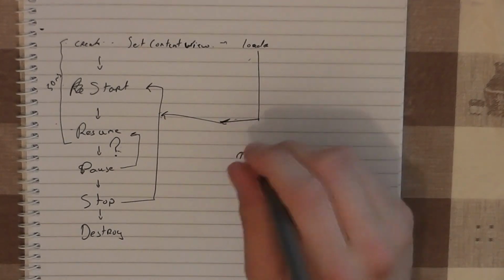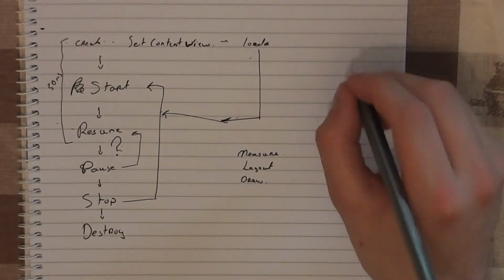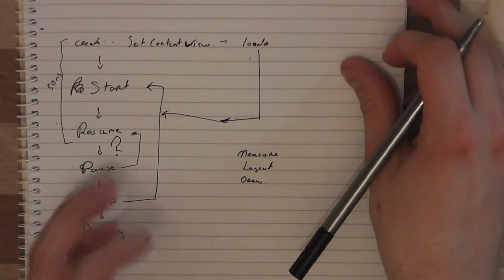So anyway guys, in the next video we'll talk in detail about how measure, layout and draw actually occur on paper. Then we're going to move on to the code and we'll actually be able to see how these work in practice.